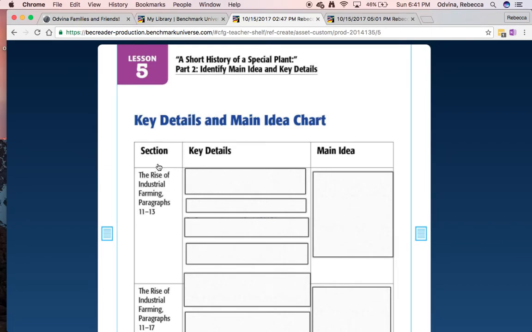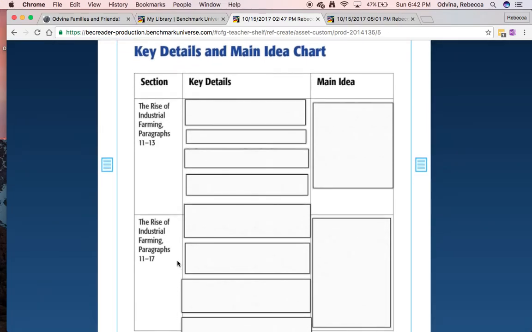And creating this chart in your OneNote or on a piece of paper, you need the section, key details, main idea. And you're going to be reading The Rise of Industrial Farming, paragraphs 11 through 13. You're going to be writing down the key details and the main idea. And then you'll be able to work with your groups to do paragraphs 11 through 17, The Rise of Industrial Farming.